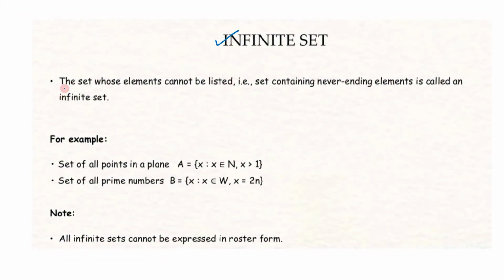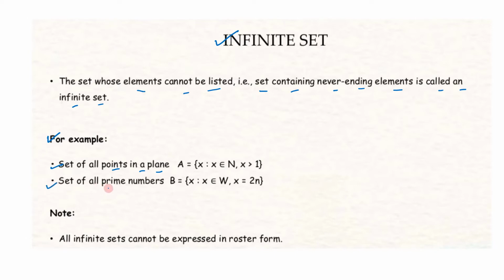Infinite sets. The set whose elements cannot be listed, that is, a set containing never-ending elements, is called an infinite set. Suppose I have a set and it contains an uncountable number of elements, never-ending elements. This set will be considered an infinite set. For example, the set of all points in a plane. A plane consists of an infinite number of points. So this set will form an infinite set.